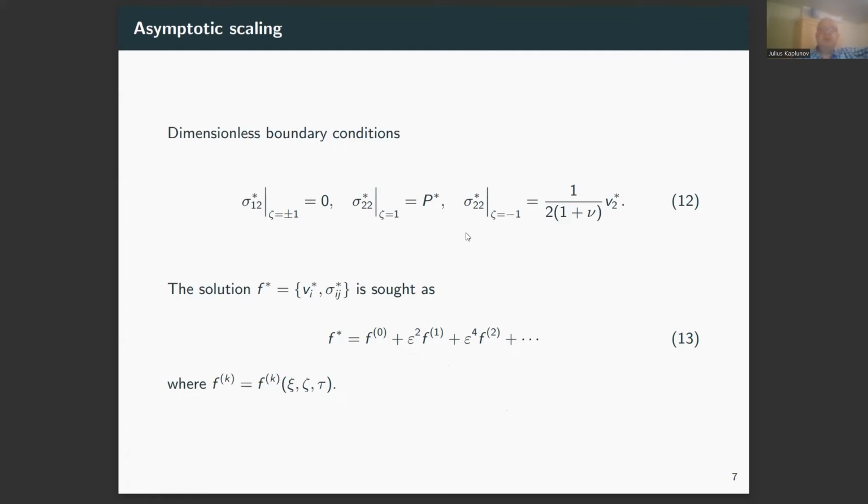Here you can see boundary conditions. So all the unknown quantities are thought of as asymptotic series in epsilon squared. It's a routine now. It was done many times in mechanics of thin elastic bodies.